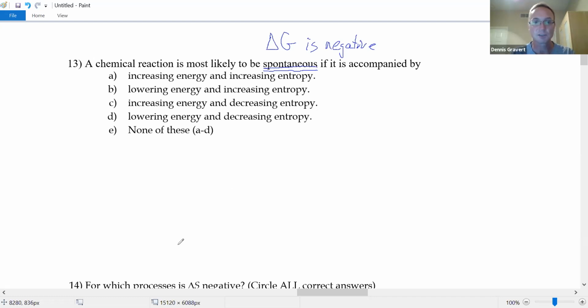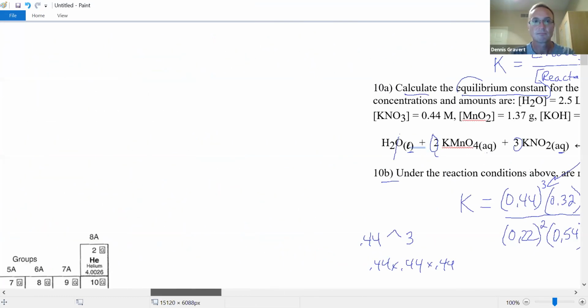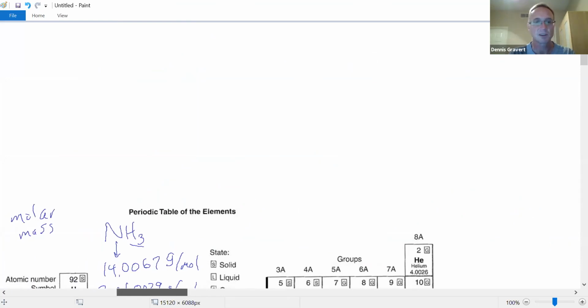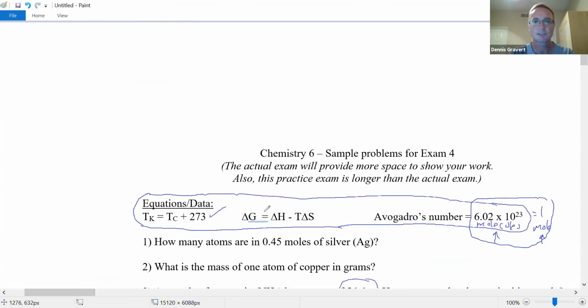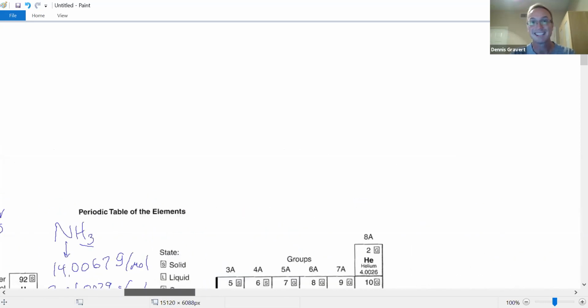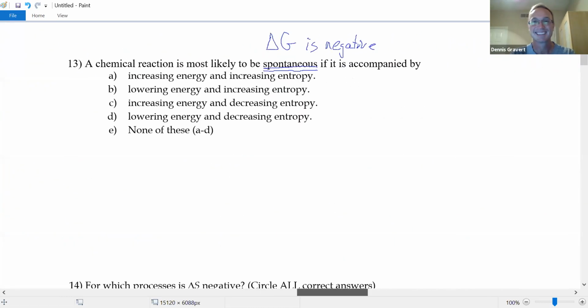Okay, and we have an equation for delta G. So over here at the top of the exam, you don't have to memorize it. There it is. Delta G equals delta H minus T delta S. And that's actually what we need here. So we'll put over here, delta G equals delta H minus T delta S. This is free energy. This is the enthalpy, or heat of reaction.